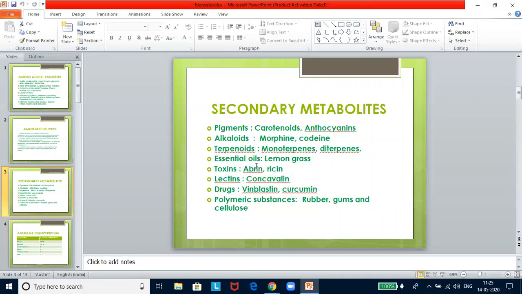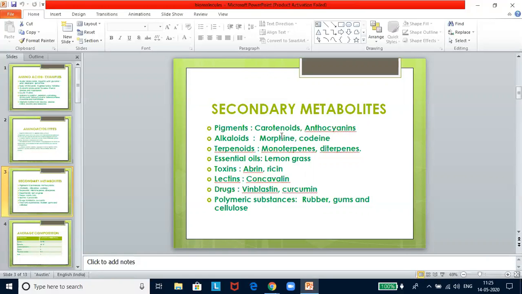Secondary metabolites are organic compounds that are not directly involved in normal growth, development, or reproduction. They have important functions. They have important ecological functions, and if they are absent, they may harm the organism. Now, important secondary metabolites, you have to make a note of.